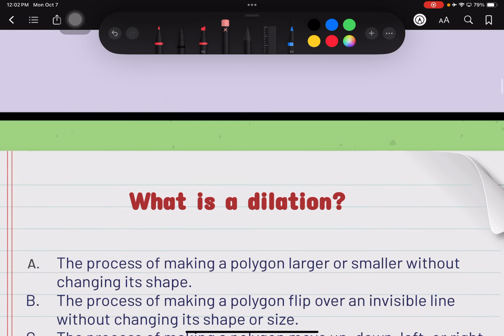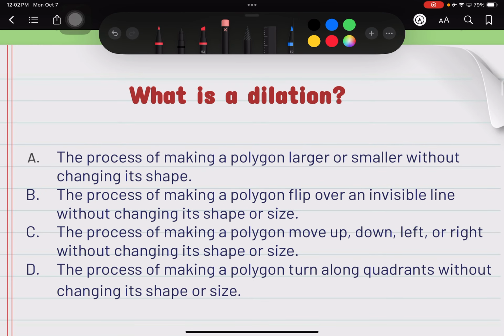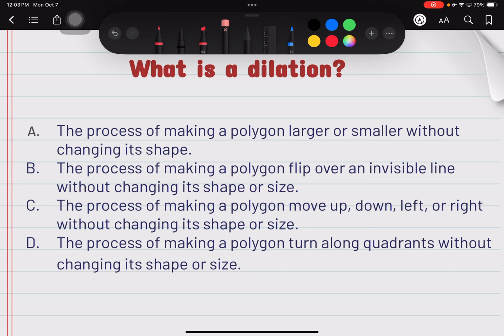All right, here. This is the first part of your notes. What is a dilation? Everybody have it in front? Come on, Kaden, pay attention. I'll give you 1 minute to read that to yourselves and choose an answer. What is a dilation? Circle the answer you think is correct.